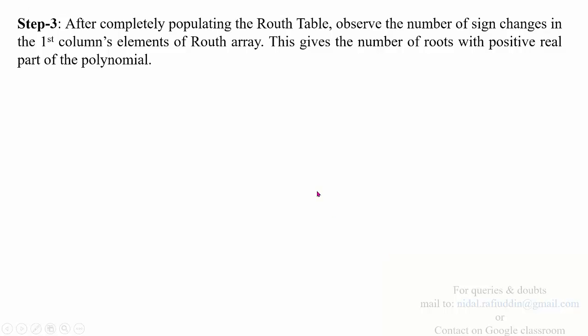Now step 3 is after you populate all the array using coefficients of the previous two rows populated by using the characteristic equation. So after completely populating the Routh table, you will have to observe the number of sign changes that take place in the first column elements of Routh array, and the number of sign changes in the first column of the array gives the number of roots with positive real part of the polynomial. So what does this mean?